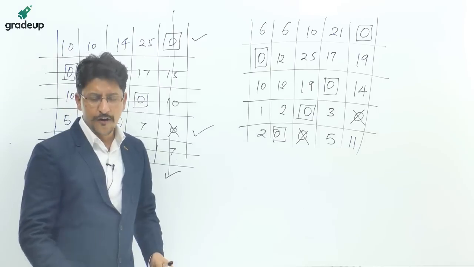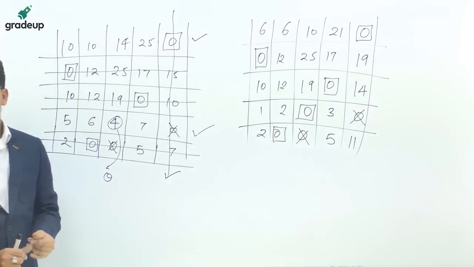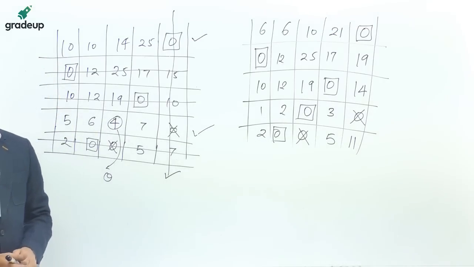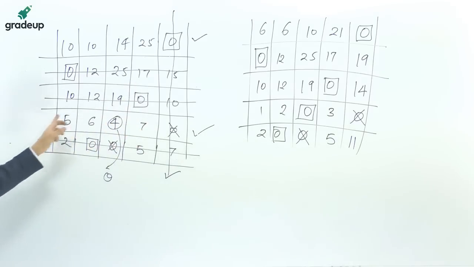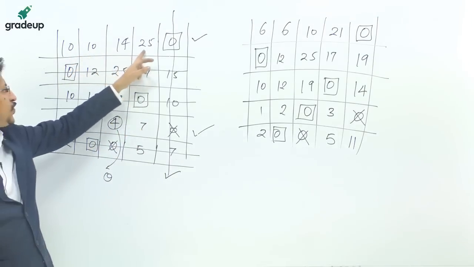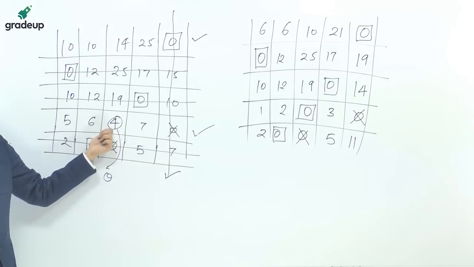See, cancellation of lines. What do you want, Vijay Joshua? Theta value is the minimum of the uncovered values. From these, the uncovered values are 10, 10, 14, 25, 5, 6, 4 and 7. So the minimum of them is 4. That's why this is the theta value.